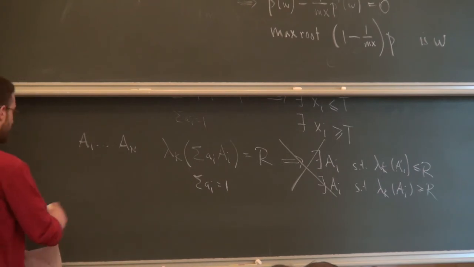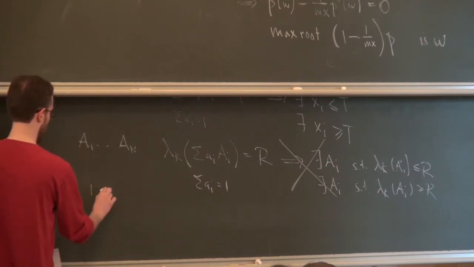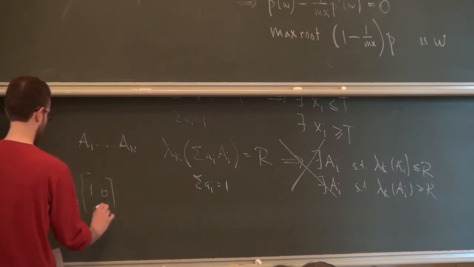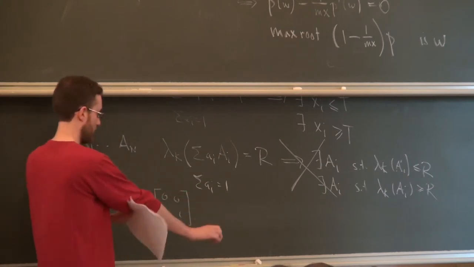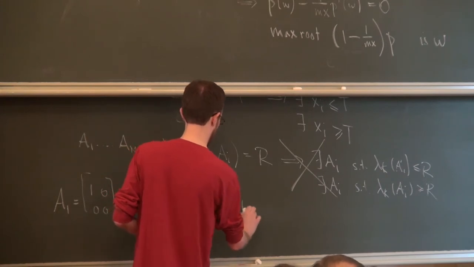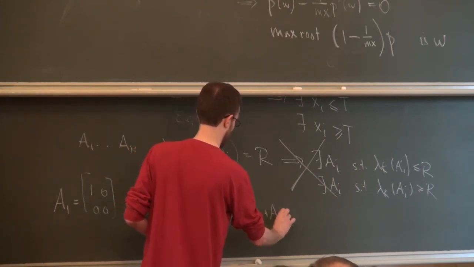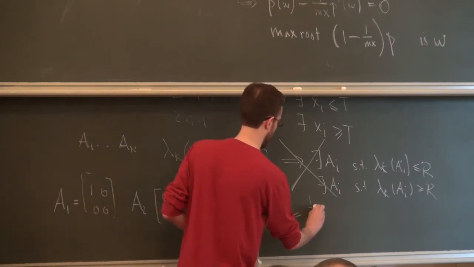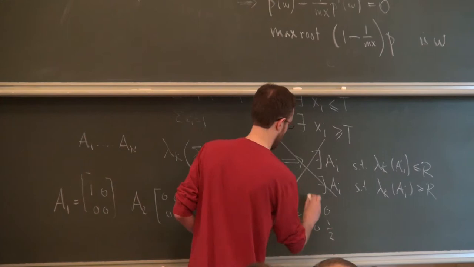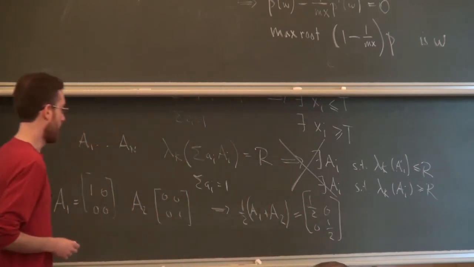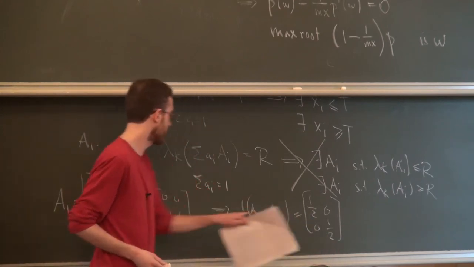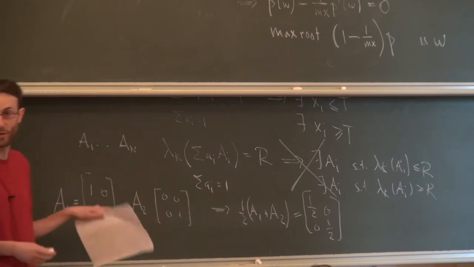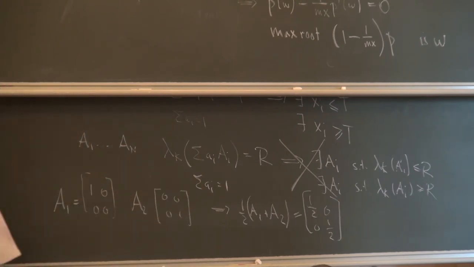Okay, and there are very simple examples of this. Let A1 be 1, 0, 0, 0, and A2 be 0, 0, 0, 1. Then the average is one half, one half, and clearly the largest eigenvalue of the average is not larger than this, and it's also not larger than this. So wanting to do something like this is sort of unproductive because it's not true.